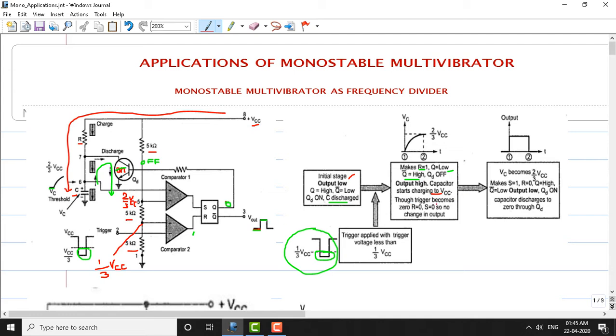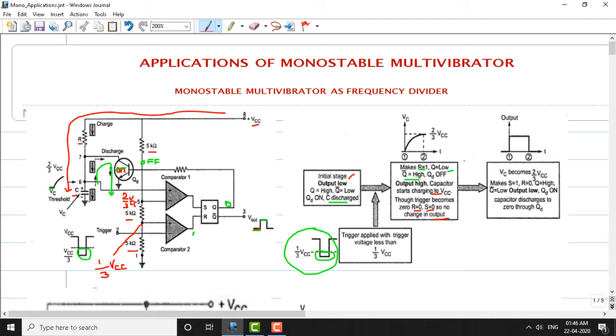Though at this point of time, if you alter the trigger pulse, if the trigger becomes 0 or the trigger becomes high level, that doesn't make any change in the output. The output remains in the high state only. So that is what we have told here. Even if the trigger makes R equal to 0, or S equal to 0, by changing the trigger pulse, there is no change in the output. Okay, so this is what we have seen now.